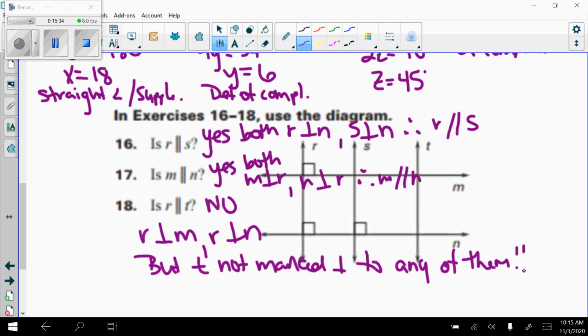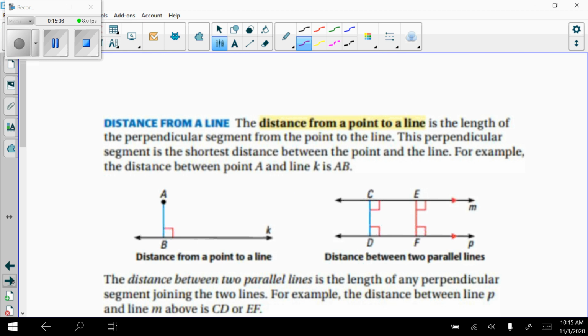All right, let's go to the last page. Finding distance from a line. We've done distance before. So here it tells me that the distance from a point to a line is the length of the perpendicular segment from the point to the line. So now we're looking at distance from a point to a line. This perpendicular segment is the shortest distance between the point and the line. For example, the distance between point A and line K is AB.